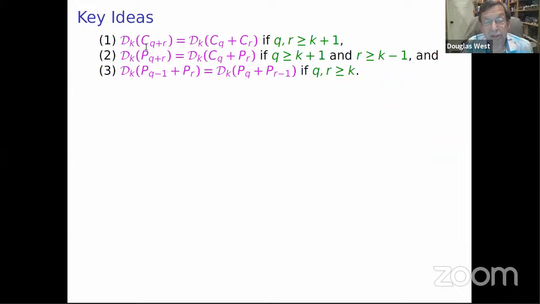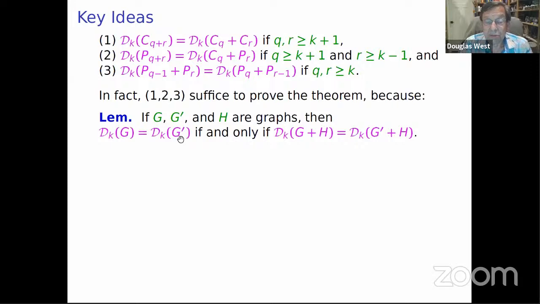So now coming back to this result, I gave you these three special cases in detail because they're not just special cases. In fact, all we need to do to prove the theorem is to prove these three statements. And why is that? They suffice to prove the theorem because of this nice little lemma that's not too hard to prove: if you have two graphs, they will have the same K deck if and only if their disjoint union with any other graph that you want has the same K deck. Okay? And that enables you to break the comparing of two graphs that have the given conditions into a succession of equalities like this.